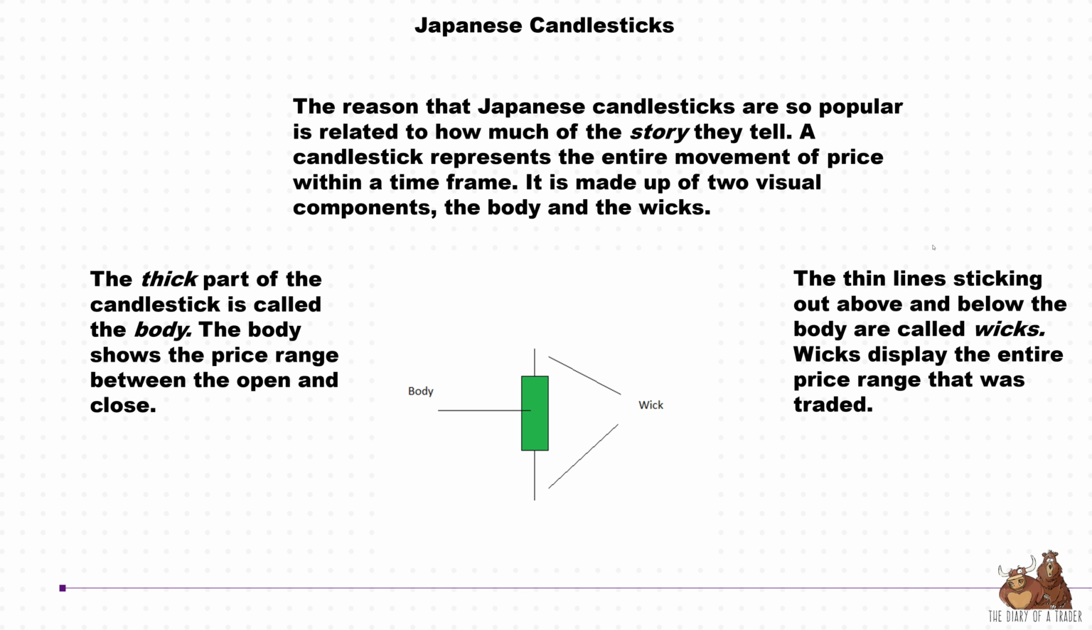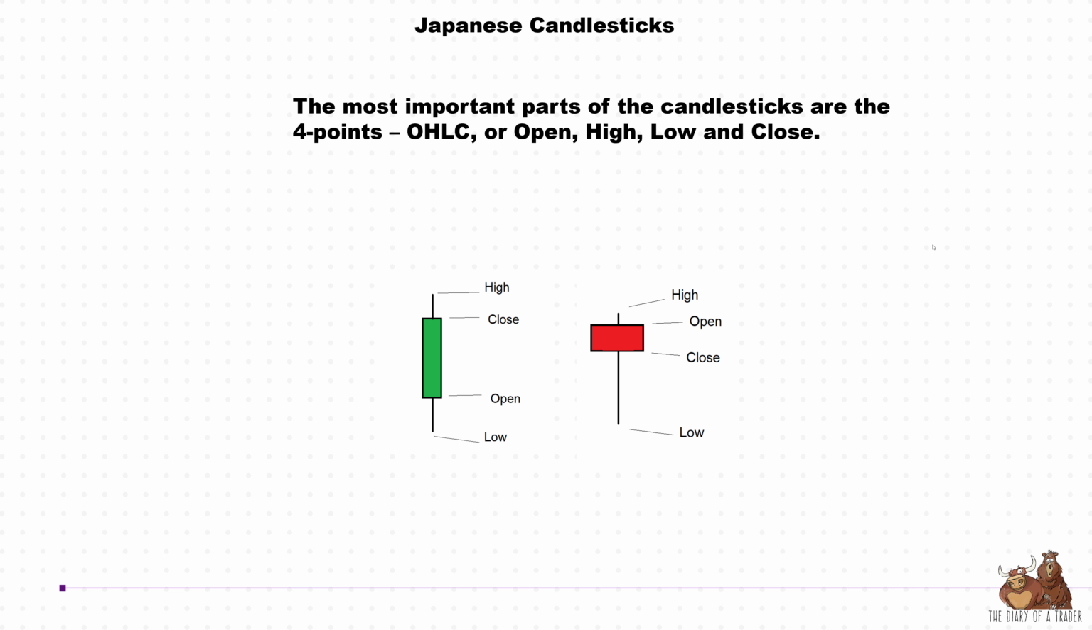The thick part of the candlestick is called the body. That shows where the open and the close of a candlestick were. And then the thin lines above and below show us how far something traded above and how far something traded below. You'll often see these represented by OHLC: open, high, low, and close.